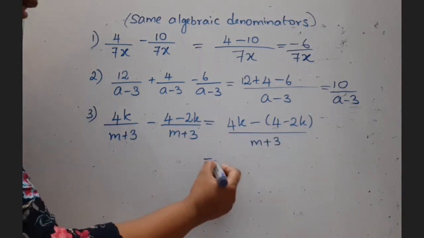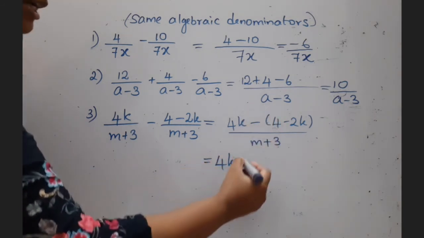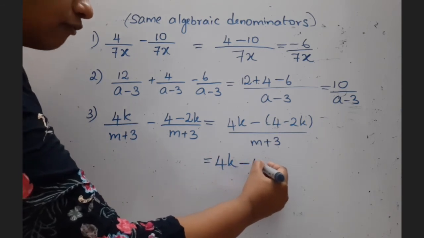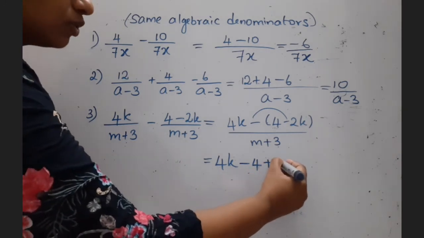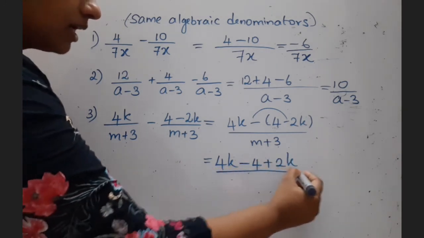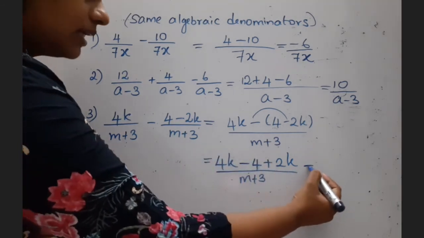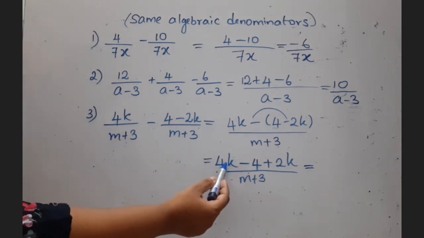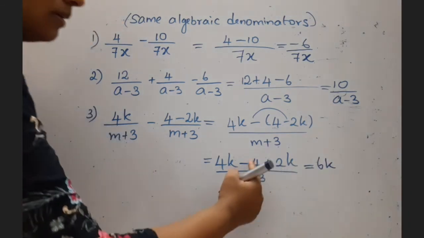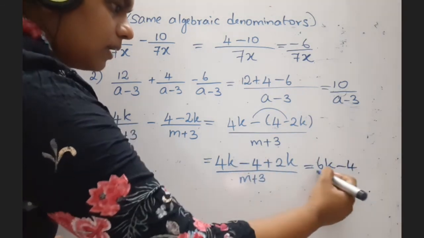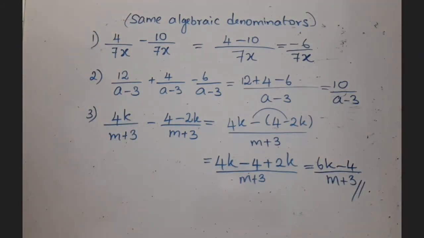Now let's remove the brackets. First expand it. 4k, minus into plus, negative into positive becomes negative 4. And here, negative into negative becomes positive 2k. Am I right? Here it's m plus 3. Now let's simplify like terms: 4k plus 2k is 6k, negative 4 by m plus 3. So that is your answer.